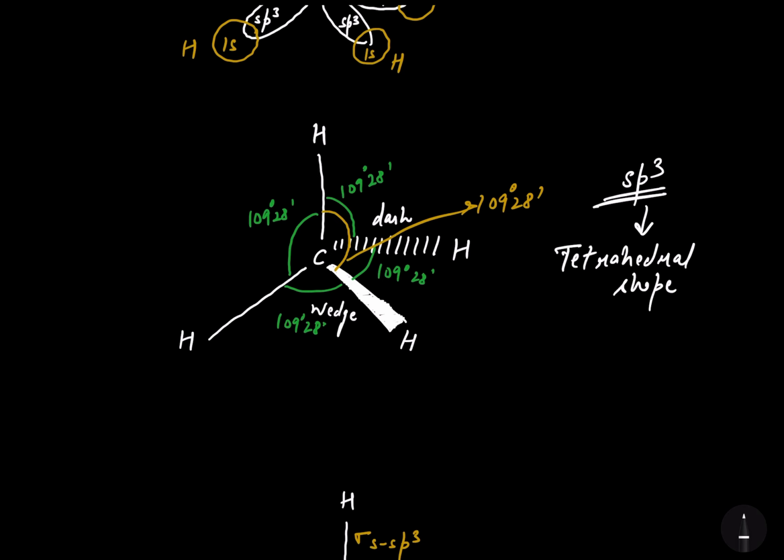I'm repeating it again. The values of the angle will vary according to the bond pairs, the lone pairs, and the electronegativity of the central atom or the other atom, which we will discuss in the VSEPR theory. The valence shell electron pair repulsion theory deals with this. Here we are just studying the introduction to hybridization.